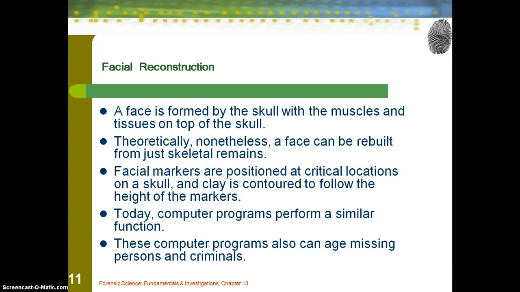Facial reconstruction. A face is formed by the skull with the muscles and tissues on top of the skull. Theoretically, nonetheless, a face can be rebuilt from just skeletal remains. Facial markers are positioned at critical locations on a skull, and clay is contoured to follow the height of the markers. Today, computer programs perform a similar function, and these computer programs also can age missing persons and criminals.